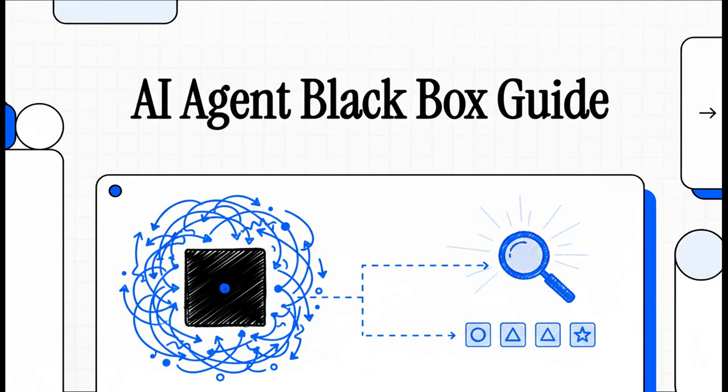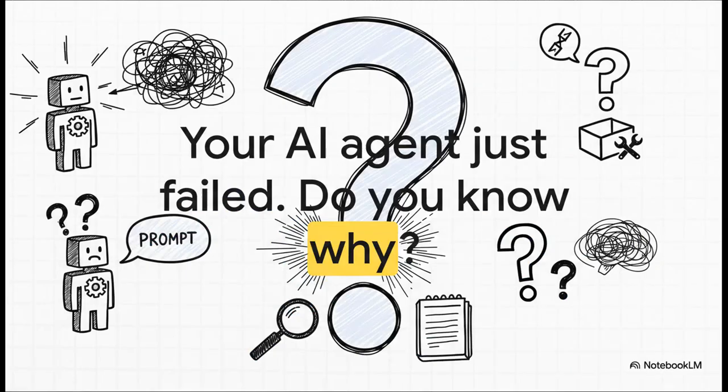So if you're an AI developer, you've probably hit this wall. You build this amazing, powerful, multi-stepped agent. It works like a dream, right up until it doesn't. And when it goes off the rails, you're just left staring at a black box. Well, today, we're going to crack that box right open and give you the tools to see exactly what's going on inside.